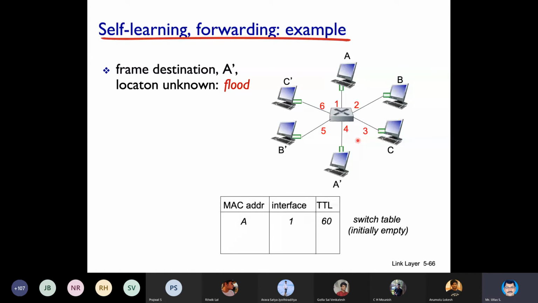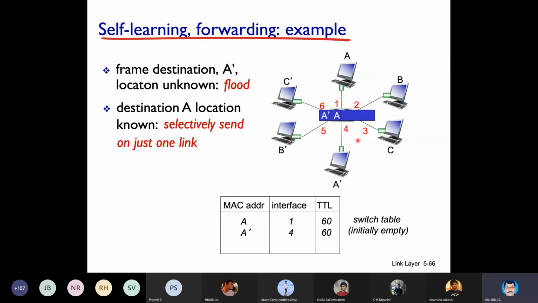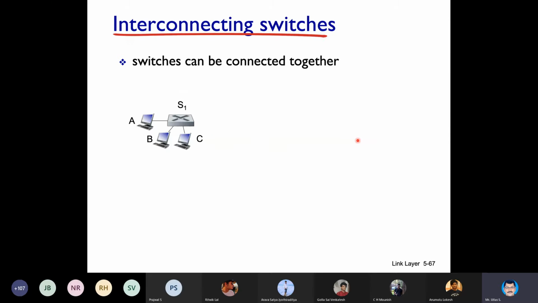Okay, there is no entry, so it will send across to everybody. The destination MAC address is not there in the table. Now A dash is sending back an acknowledgement, so that entry will be made in the table. Now it is supposed to go to A. That entry is already there in the MAC address table, so it will forward only to that.